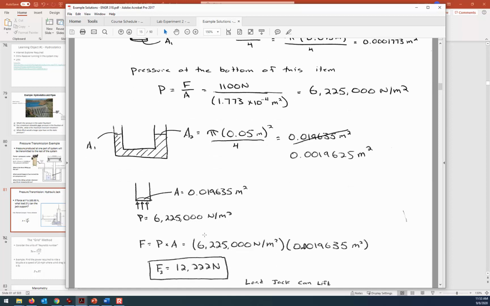And so the magnitude of the force the jack can lift is 12,222 newtons. So it's using pressure transmission and mechanical advantage to make it possible to lift quite a lot more than just an ordinary hand would be able to lift on its own.